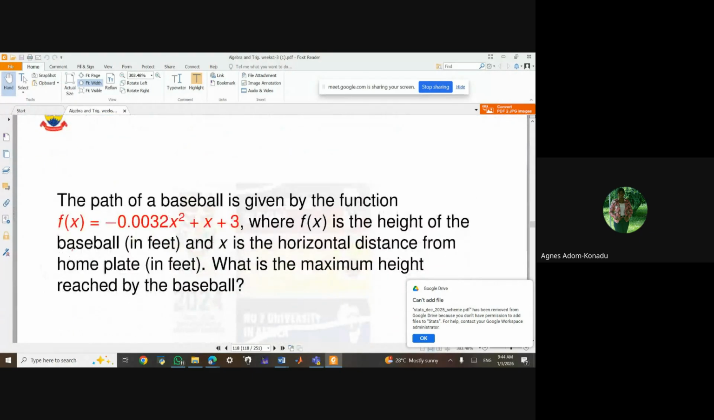Okay, so for example, it says that the path of a baseball is given by the function f of x is equal to negative 0.0032 x squared plus x plus 3, where f of x is the height of the baseball in feet, and x is the horizontal distance from home plate in feet. What is the maximum height reached by the baseball?